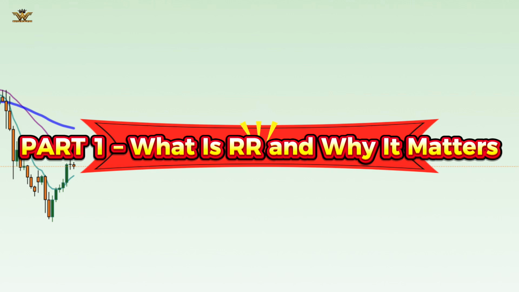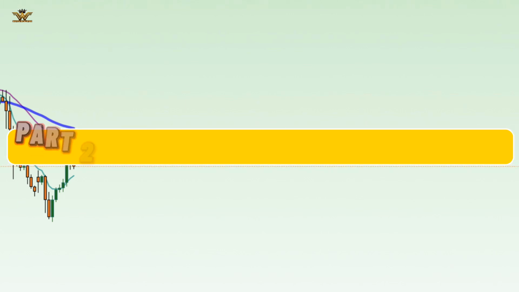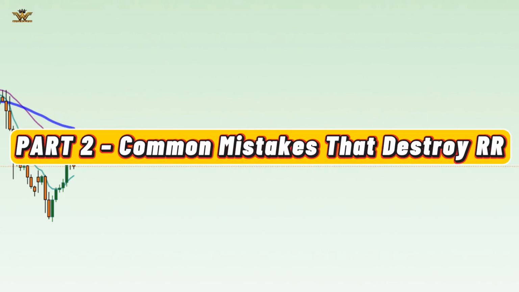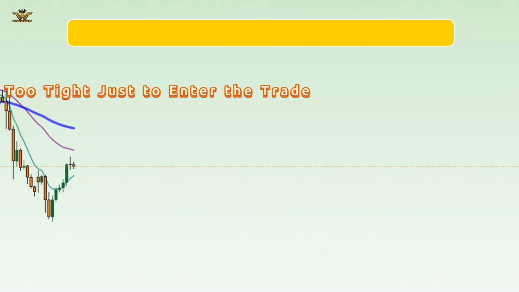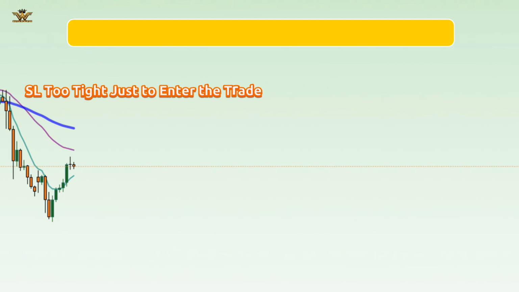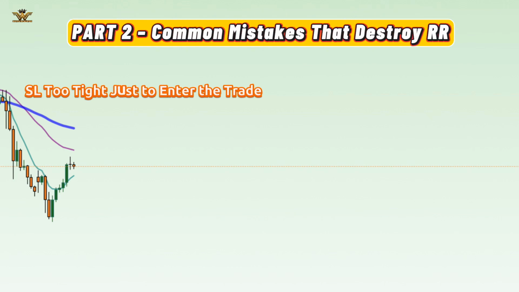Okay, so let's move on to the second part. Common mistakes that destroy RR. Let's go through the most common mistakes that ruin RR and how to avoid them. The first one, stop loss too tight just to enter the trade. Some traders bring the stop loss just to fit a pretty 1-3 RR, but that's unrealistic. A good stop loss needs to be placed at the technical validation point, not a random tight zone.